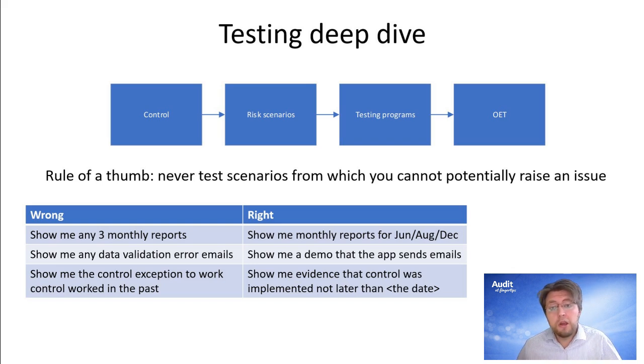And the last one: show me the control exceptions showing that control worked in the past. For instance, if we're speaking about a data control which leaves a log, the log will only prove that control was working, but it cannot demonstrate that control was not working. Instead of asking for the log, you can ask for the evidence that control was implemented at the date, plus, of course, all further relevant documentation for the changes made to the control. So you get the idea.